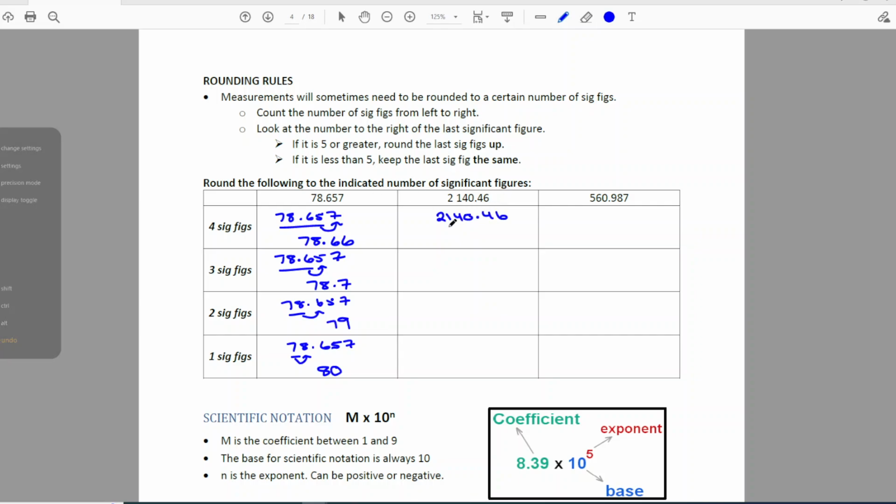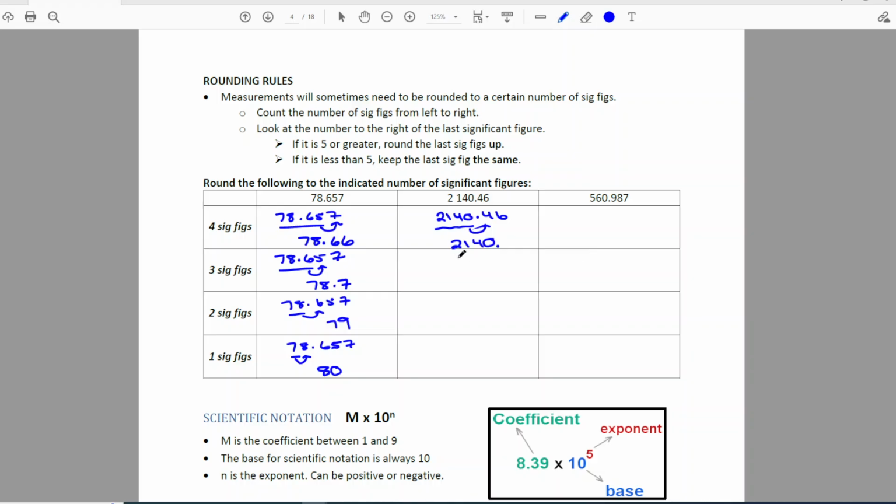Okay, so if I'm going to do this one to 4 sig figs, because the number here is a 4, I'm not going to round up. I'm going to keep it the same. So I'm going to write 2140. But then to write this as 4 sig figs, I have to put the decimal place after.